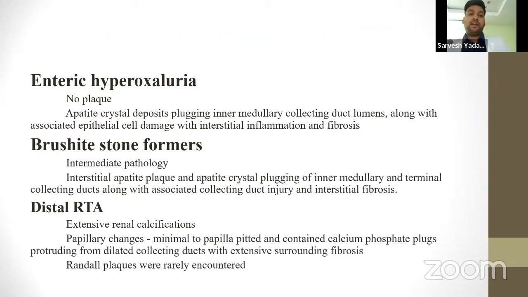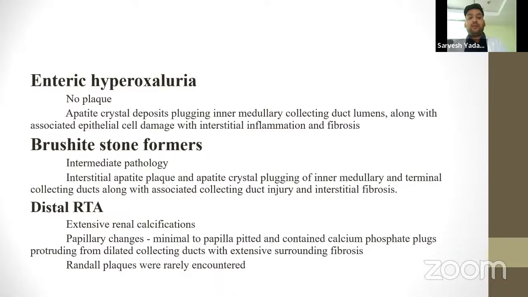In the case of enteric hyperoxaluria, no plaque is formed. Apatite crystal deposits plug the inner medullary collecting duct lumens, along with associated epithelial cell damage, interstitial inflammation, and fibrosis. In brushite stone formers, there is intermediate pathology: interstitial apatite plaques and apatite crystals plugging the inner medullary and terminal collecting ducts, along with associated collecting duct injury and interstitial fibrosis.